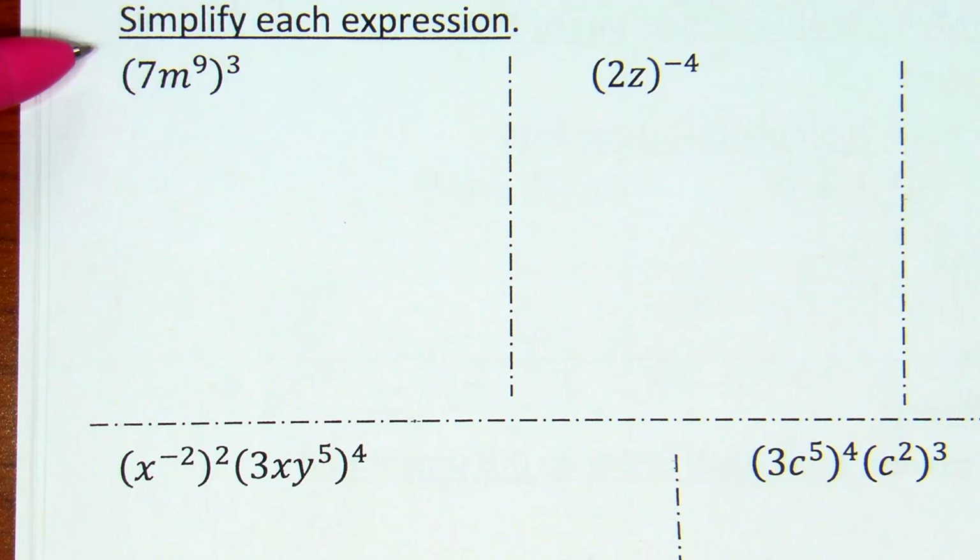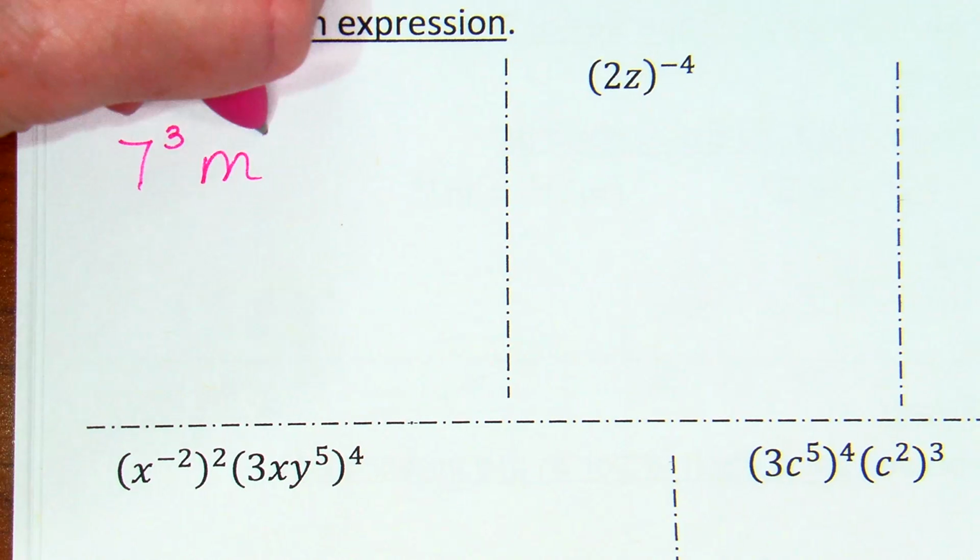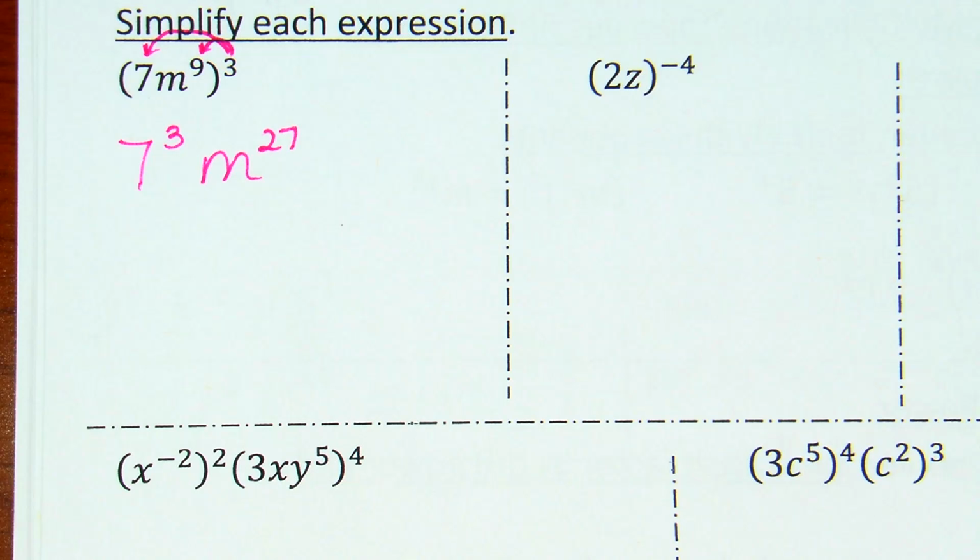So then we're going to have 7 to the 3rd. M to the what? 9 times 3, which is 27. Yep, thank you. You got it. Now, my guess, if it's a simplified expression, they want you to go one more step. How do we do 7 to the 3rd? What's 7 to the 3rd mean? 7 times 7 times 7?